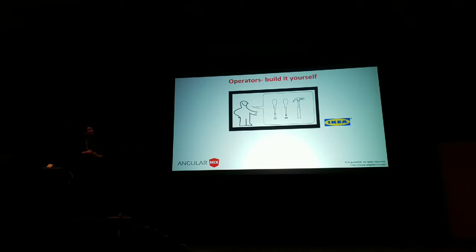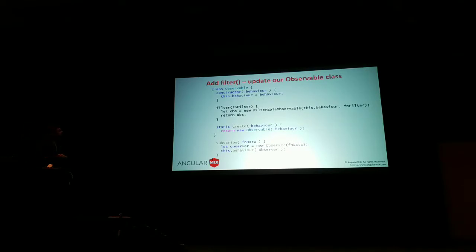We can create our own operator, definitely. Let's say our own RxJS library with the operator toList you can see before. How hard is it? We take our created observable and add the filter to it. In this case, we have a filter operator that needs something called a filterable observable. We pass it to the behavior function and we pass it our filter function. And we return an observable from it.